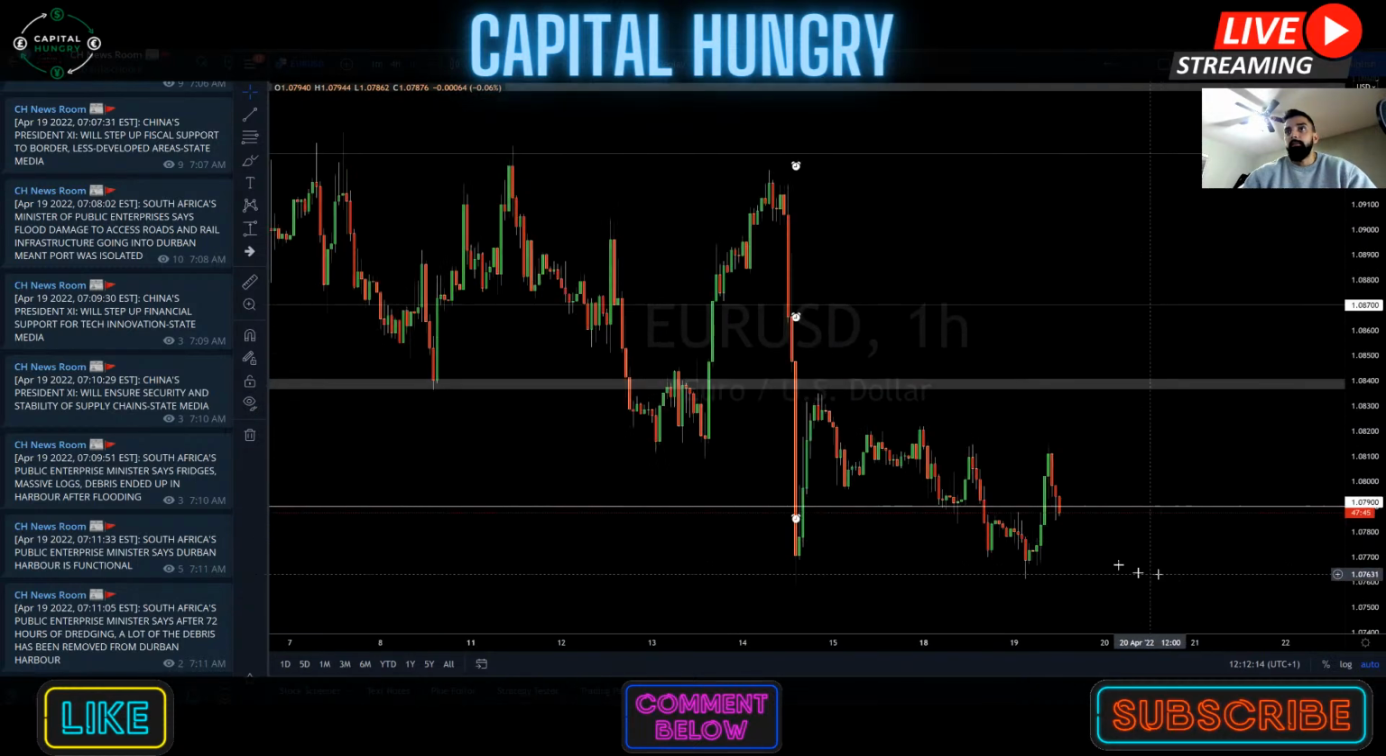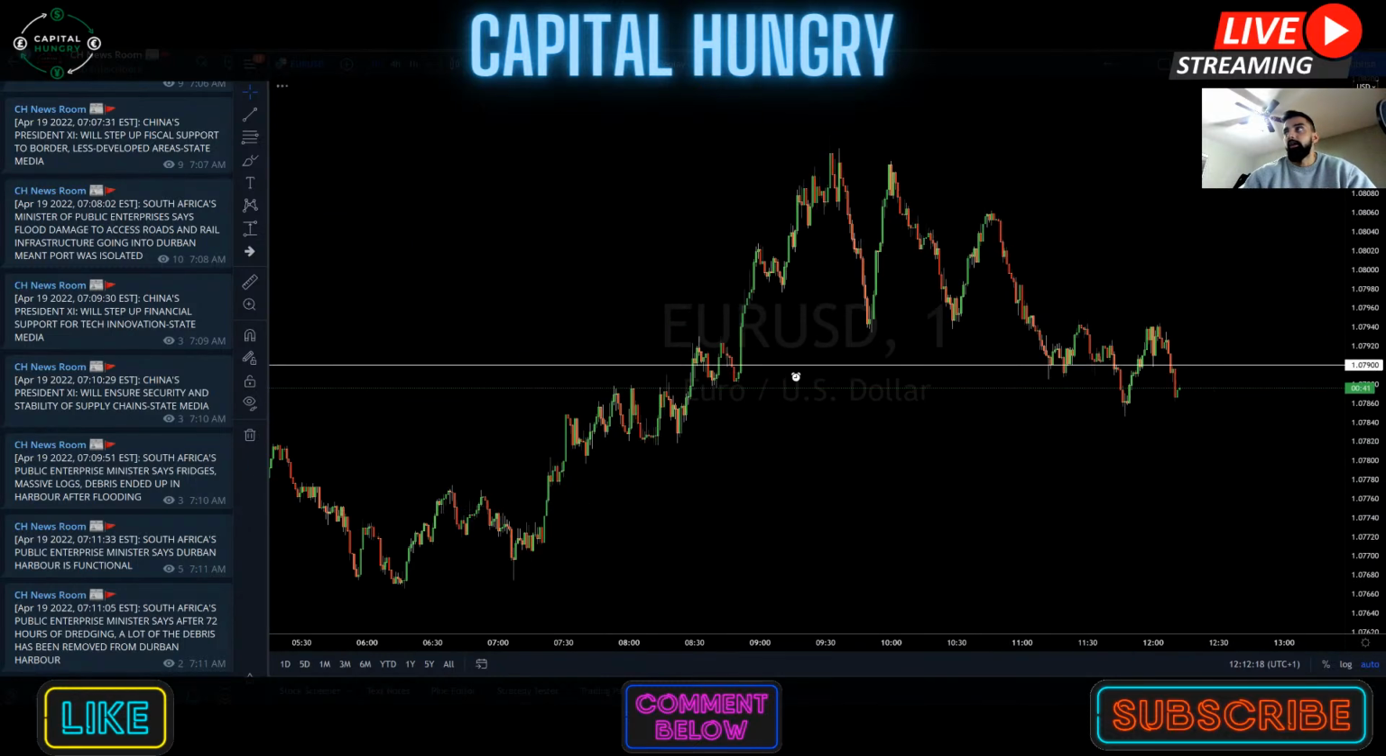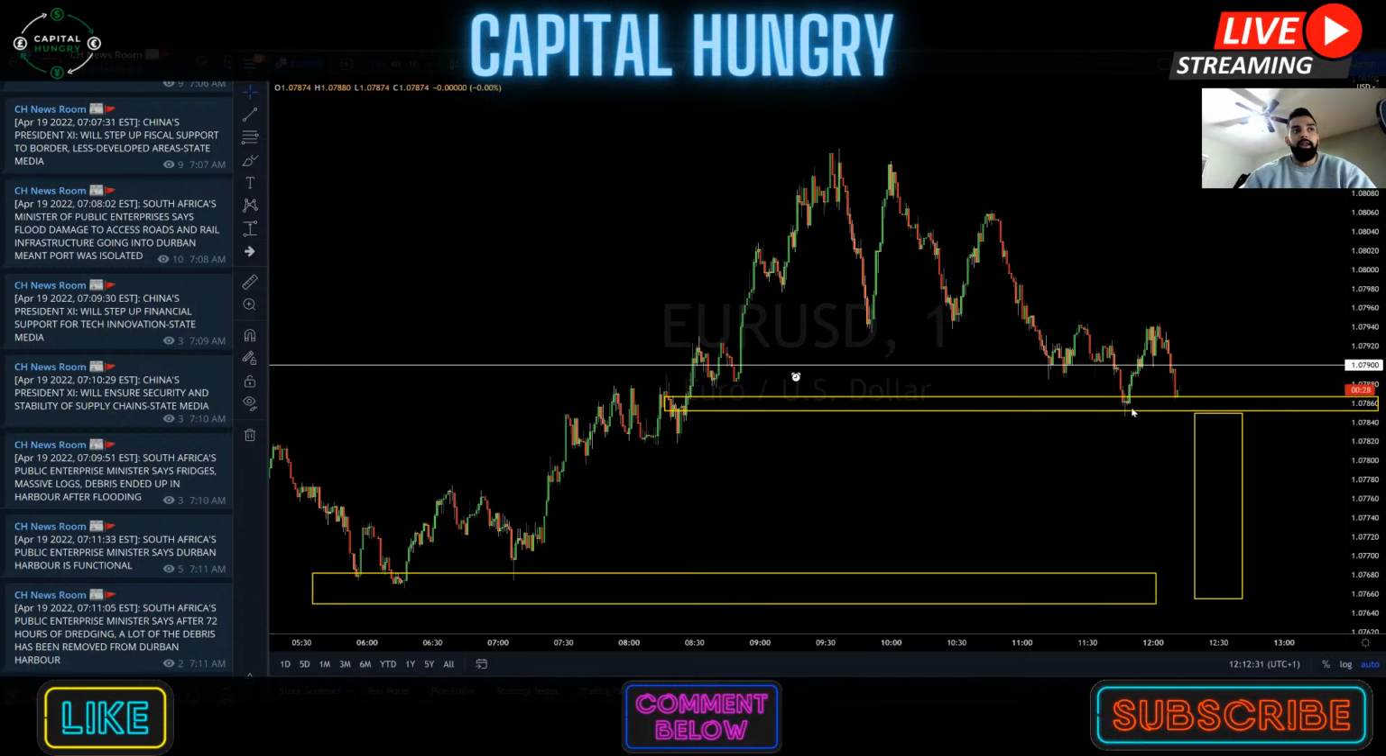Euro USD, I'm actually going to be looking for sells at the break and retest of this key level here. So breaks below 1.0786, I'm actually going to be looking for sells below here to revisit these 1 minute lows, which is a nice 20 pip range, playing the dollar strength, especially against the weaker euro with a dovish ECB.